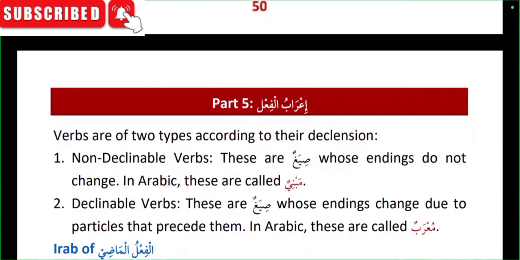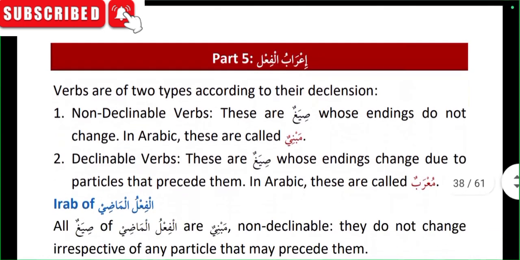Verbs are of 2 types according to their declension. So the first is the non-declinable verbs. These are sighas whose endings do not change in Arabic. They are called mabni. They are called mabni. So a mabni is the sigha that doesn't change at all. It's always the same. It will not change at its ending.